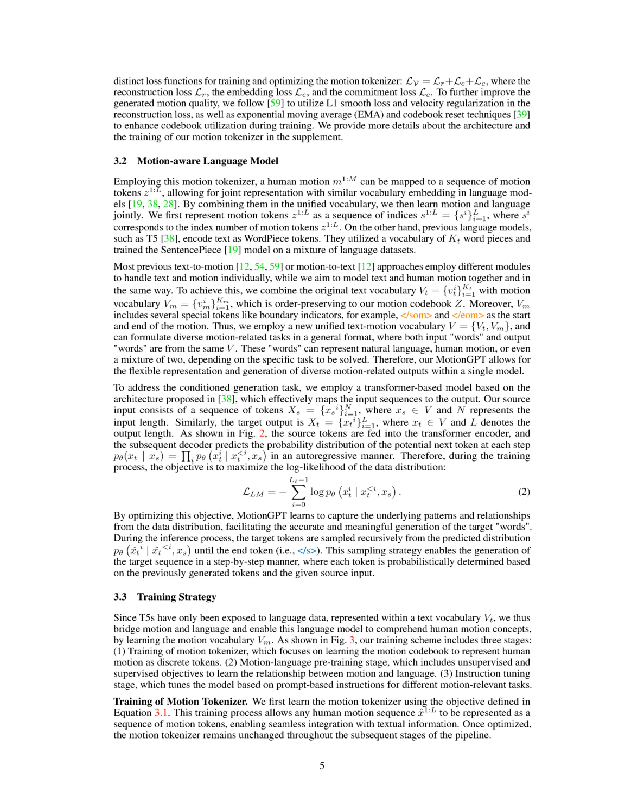To train this motion tokenizer, we utilize three specific loss functions for training and optimization: the reconstruction loss, the embedding loss, and the commitment loss. To enhance the quality of the generated motion, we also employ techniques such as L1 smooth loss and velocity regularization in the reconstruction loss, as well as exponential moving average and codebook reset techniques to optimize the use of the codebook during training. More detailed information about the structure and training of our motion tokenizer can be found in the supplementary section.